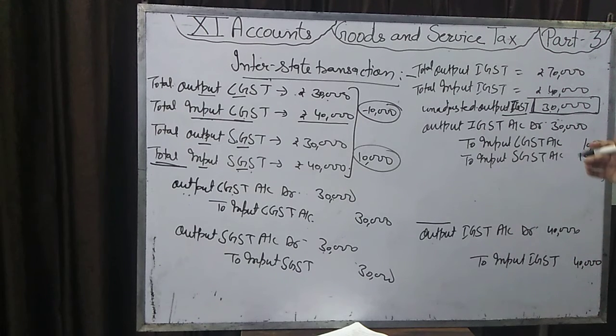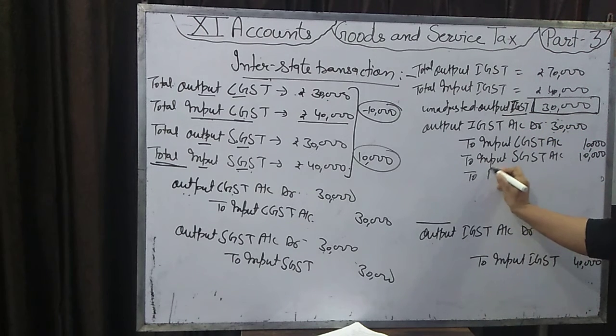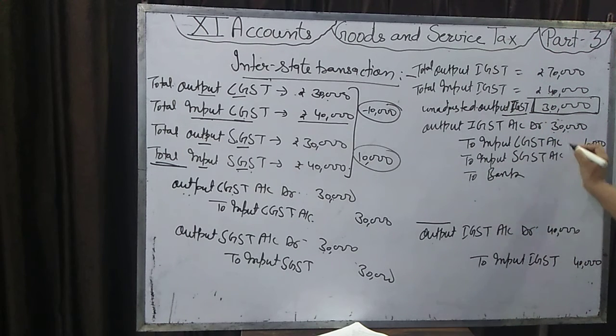So we have to pay the remaining unadjusted output IGST. How much is remaining? 30,000. We have adjusted 20,000. Now 10,000 we will pay to the government, that is unadjusted output IGST. So this is the last entry, which we pass after all the transactions to adjust the GST.